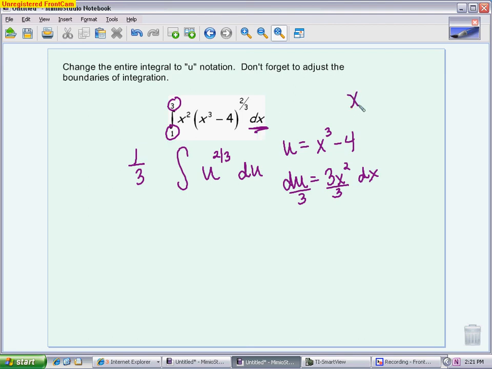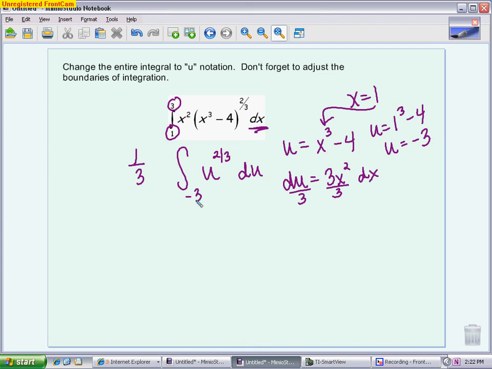If x equals 1, that's my lower boundary, then all I have to do to figure out what u is, is plug in 1 wherever we have this equation of what u equals. So u equals 1 cubed minus 4, so u equals 1 minus 4, which is negative 3. That means my lower boundary, if I'm talking about u's, should be negative 3, not 1.